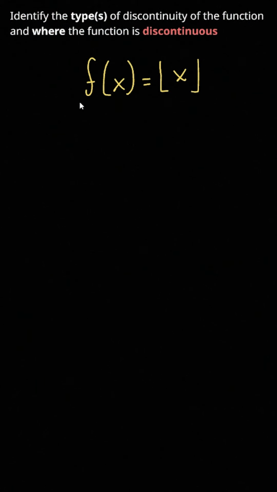Why hasn't anybody taught me discontinuities this way? Okay, so the function we're given is f of x equals floor x, and we're told to identify the types of discontinuity and where the function is discontinuous.